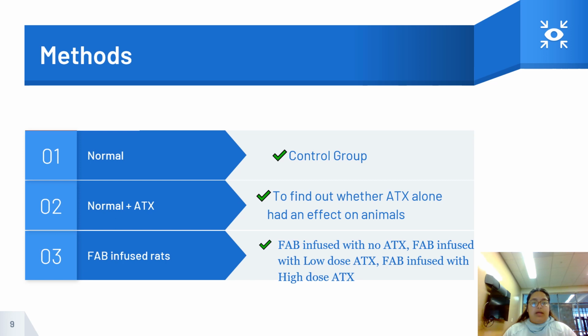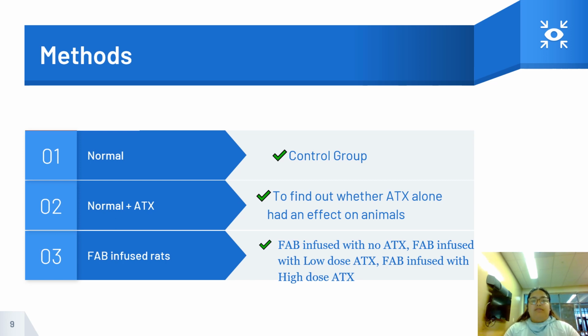The first category was 10 lab rats that were labeled the normal group, which was going to be essentially used as a control group. The second group was 10 normal lab rats plus a high level of ATX. This was done to see if ATX was going to have an effect on the animals and to see if there was going to be an increase of its functions, such as awareness, memory, and speed, or if there was going to be a decrease.